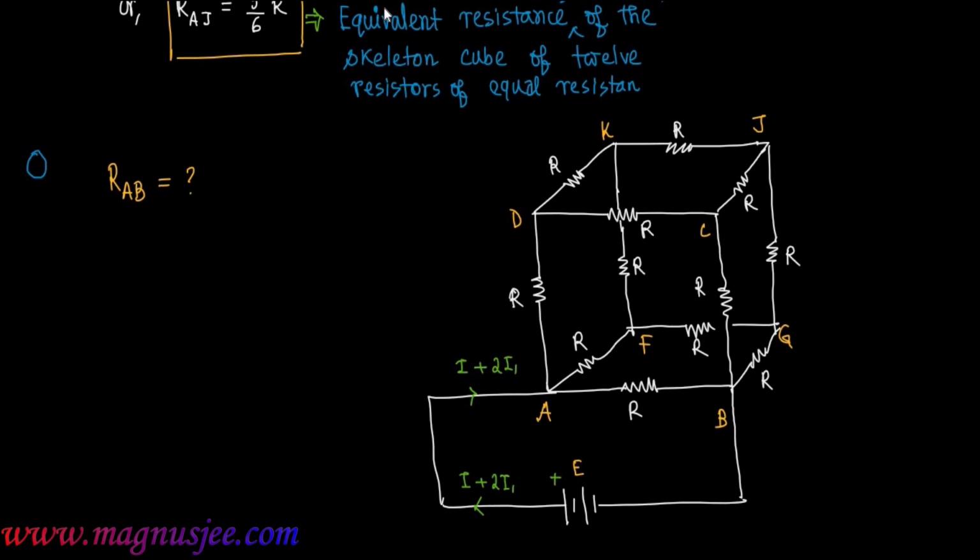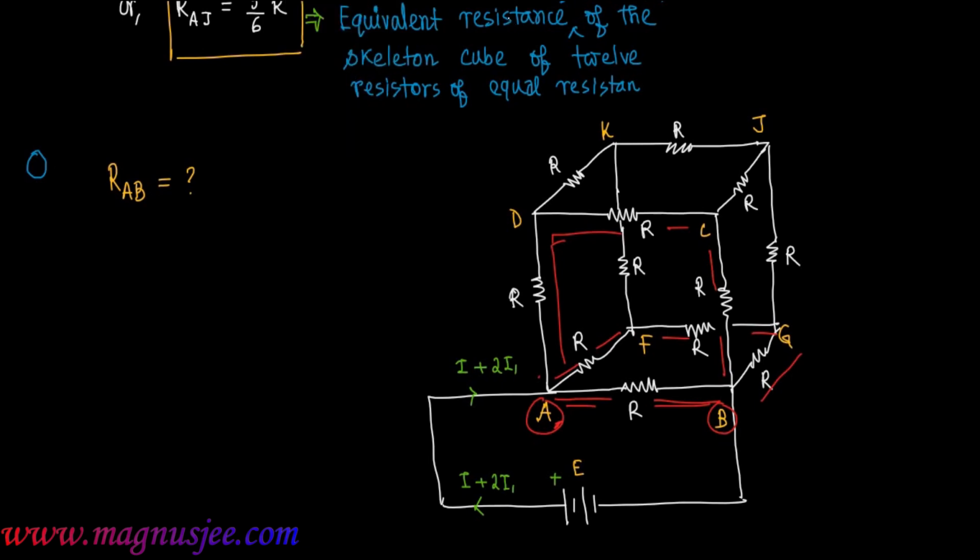Here two paths are symmetrical, and the remaining third path will not be symmetrical. In this case, to reach from A to B, we can follow the path AB, and also we can follow the path AFGB, and also we can follow the path ADCB. So here two paths, AFGB and ADCB, are the two symmetrical paths.